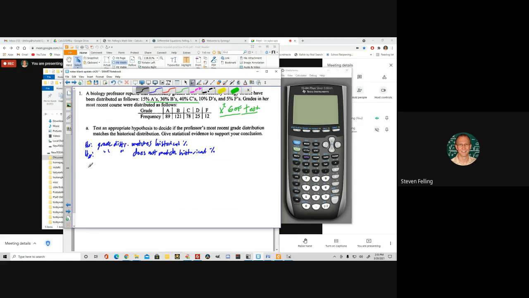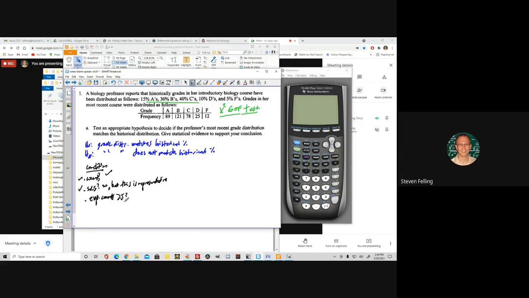Okay, we have to check conditions. Let me change colors here. So the first condition is that we have count data, right? We have to have an SRS, or representative data, and that the expected counts are at least 5. Okay, do we have count data here? Definitely. This data is counts. That's met. Do we have a simple random sample? Well, no, but this year is representative, right? The whole point of this is to tell whether the current year represents the past. So if we're including her grades here, definitely that's representative of how she grades.